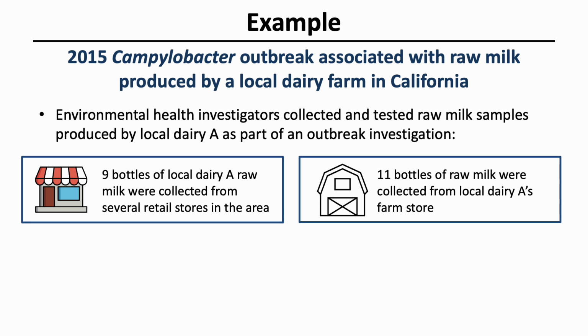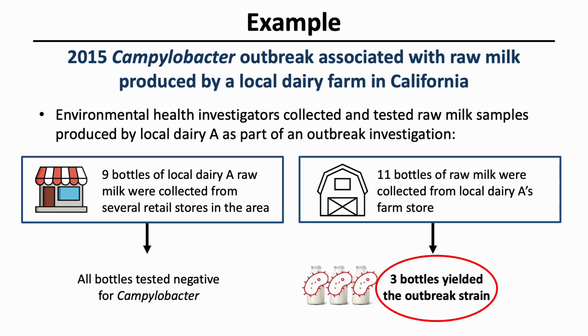farm in California, environmental health investigators at the California Department of Public Health collected and tested raw milk samples produced by local dairy A as part of an outbreak investigation, including 9 bottles from several retail stores in the area and 11 bottles directly from local dairy A's farm store.